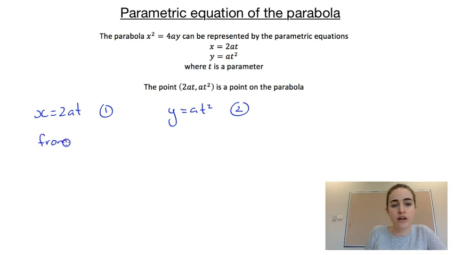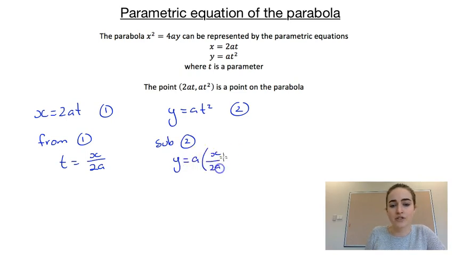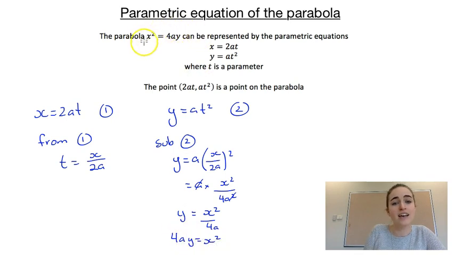From equation 1, if we rearrange that, we have t equals x over 2a. If we sub that into 2, we'd have y equals a outside of x over 2a all squared, which is equal to a times x squared over 4a squared, because when we're squaring it, we square everything in there. Now that a will cancel out with one of the a's down here, and we'll just have x squared on 4a, that's still equal to y. If we rearrange that, we have 4ay equals x squared, which is our Cartesian form.